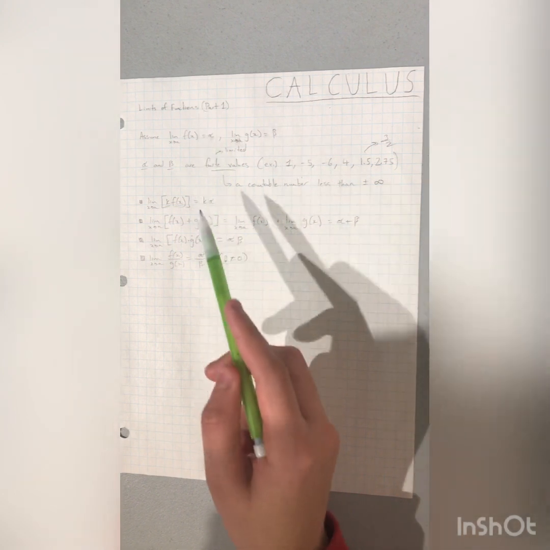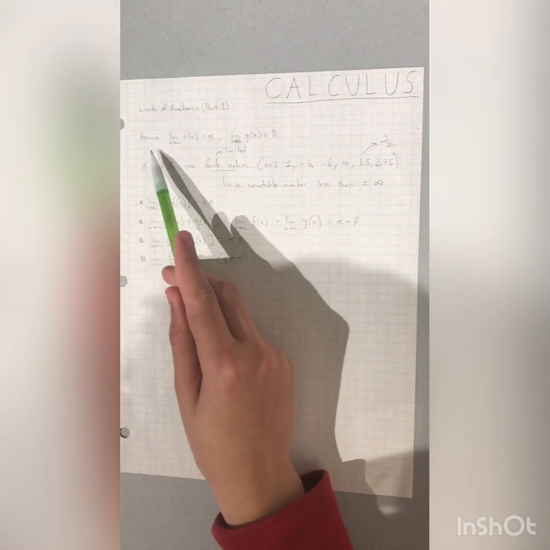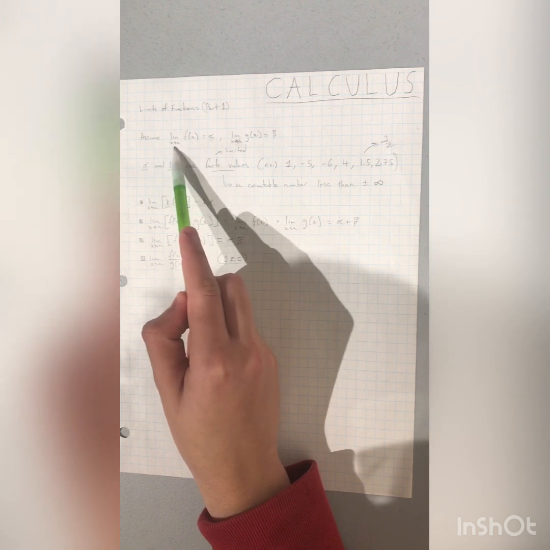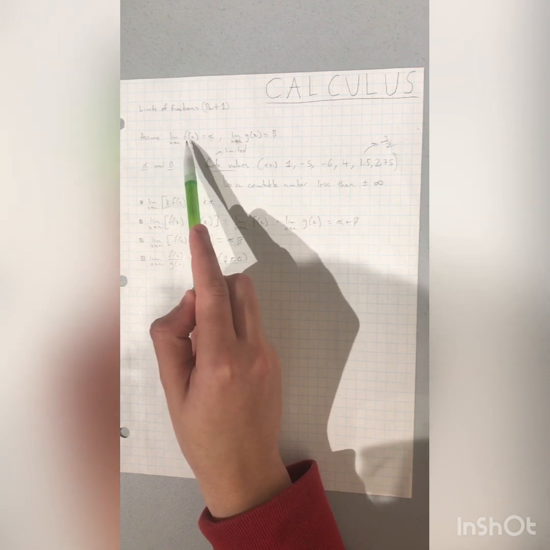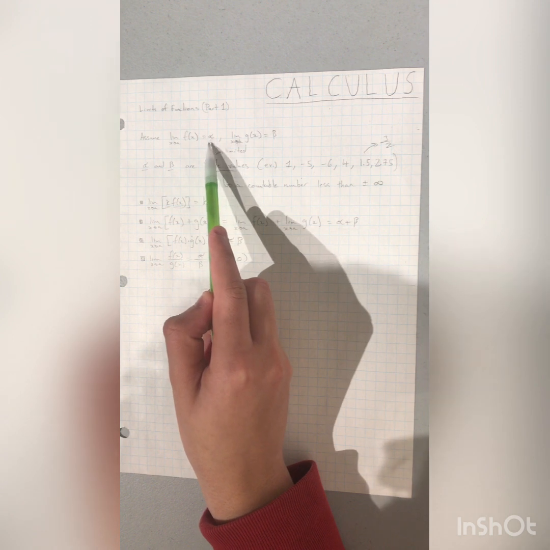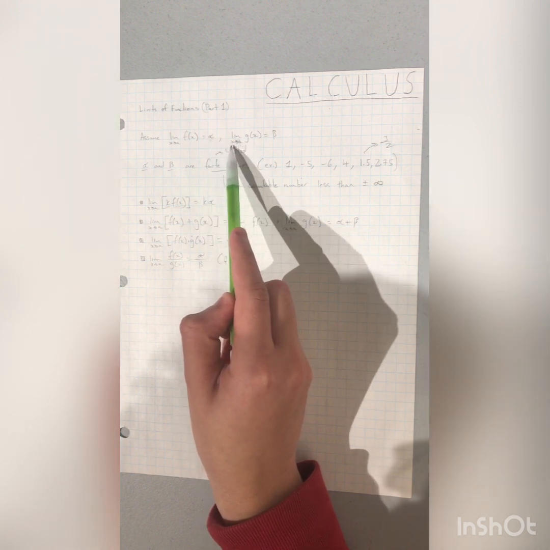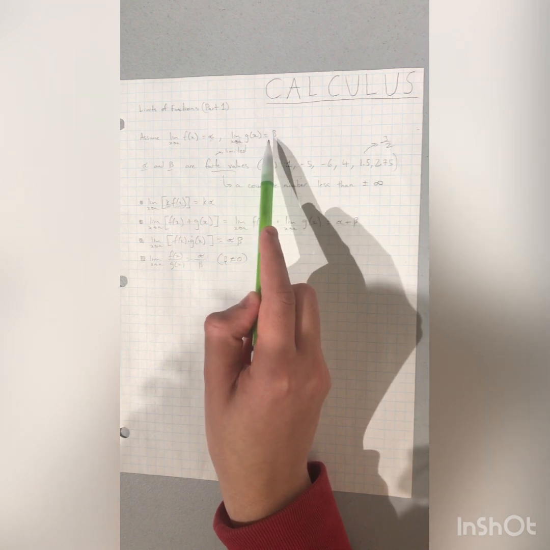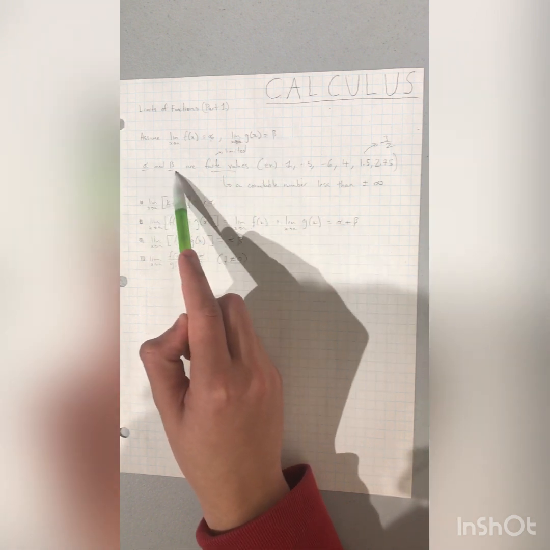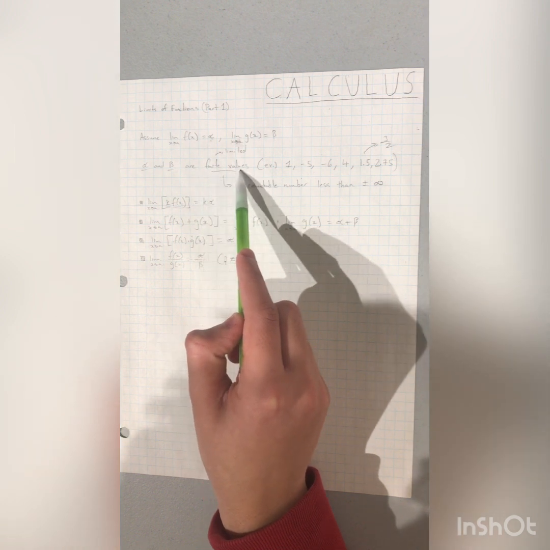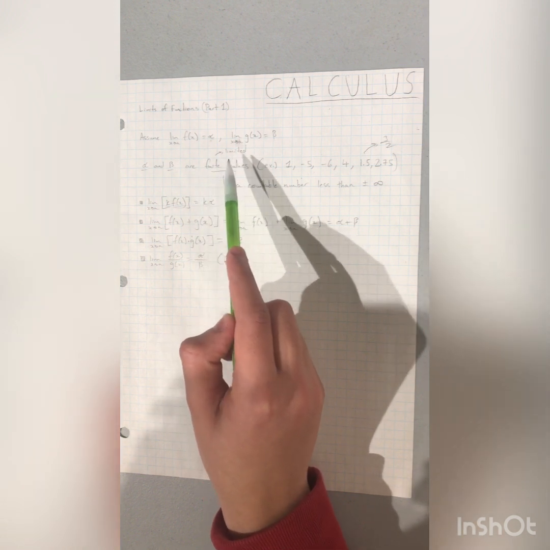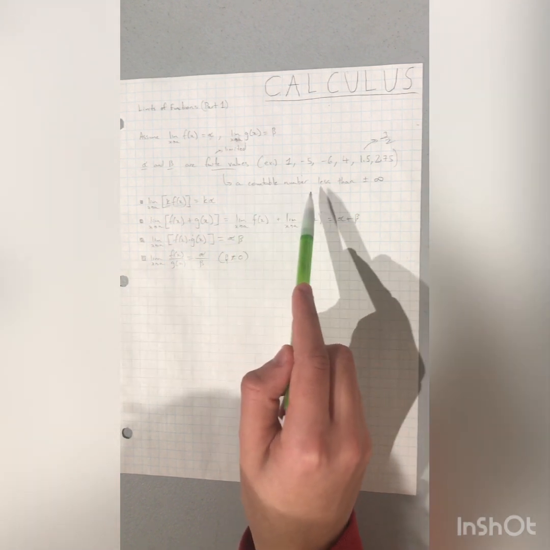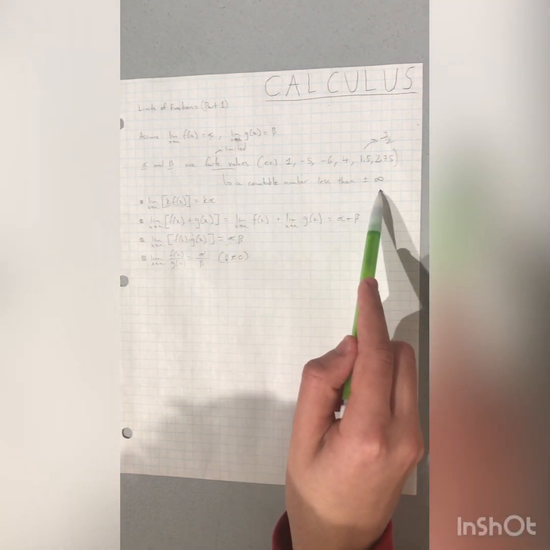So let's start our lesson off with an assumption. Assume the limit as x approaches a for f of x equals alpha, and the limit as x approaches a for g of x equals beta. Know that alpha and beta are both finite values, meaning they are limited. By that I mean they are a countable number less than plus or minus infinity.